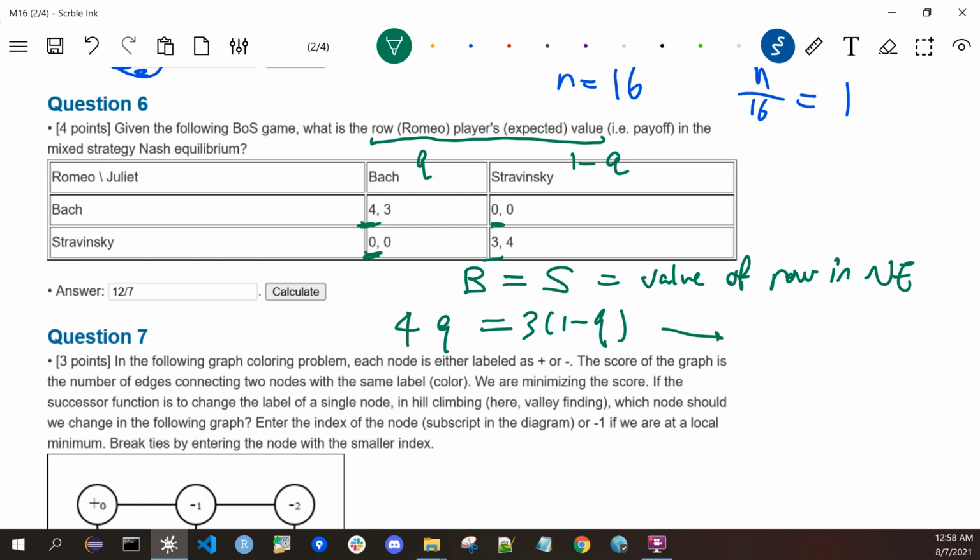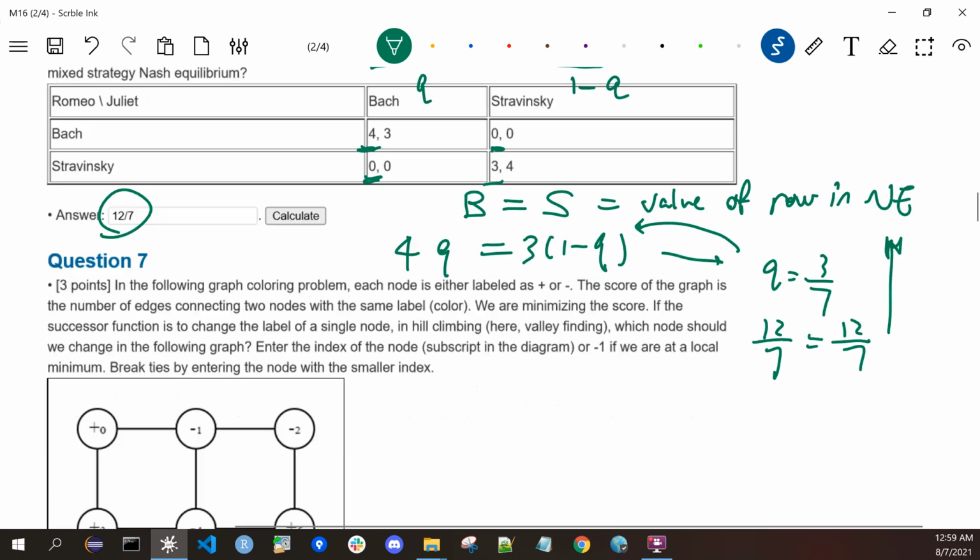So we can just solve this. Q is 3 over 7. And we can just plug 3 over 7 back into this equality. On the left-hand side, we're going to get 12 over 7. On the right-hand side, we'll also get 12 over 7. Well, it proves we're right. I mean, they're equal. And both of these are the values of the role player in the Nash equilibrium.